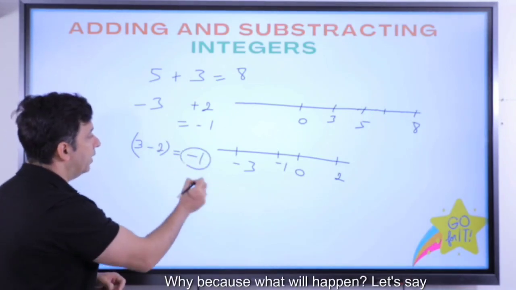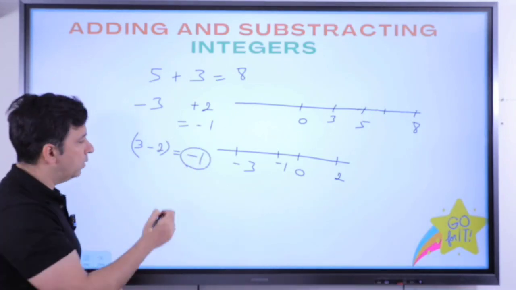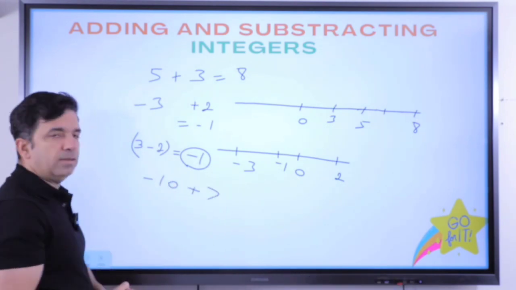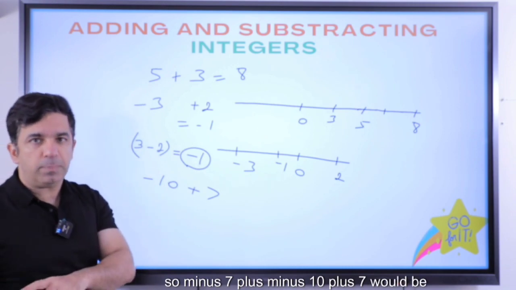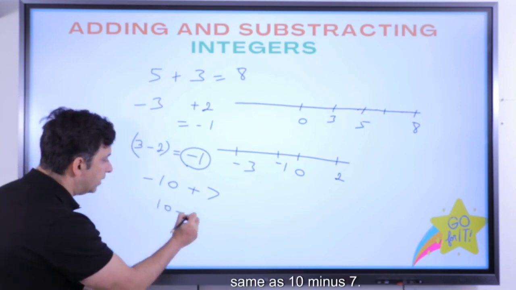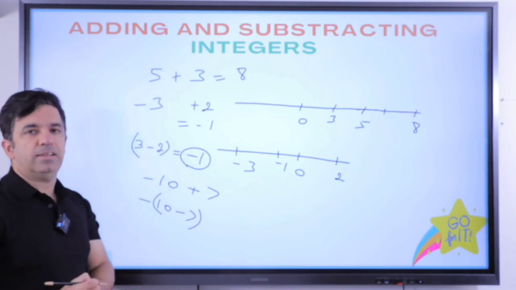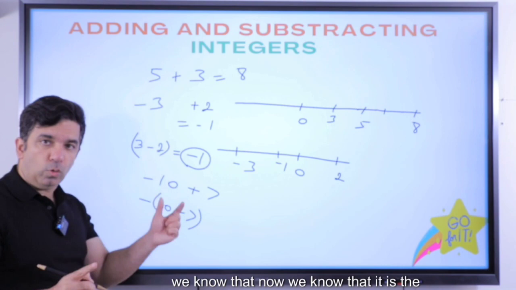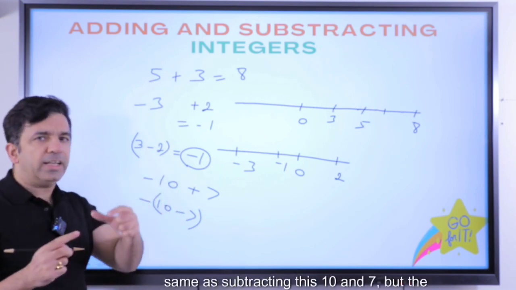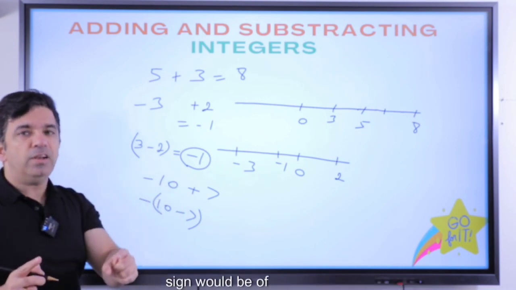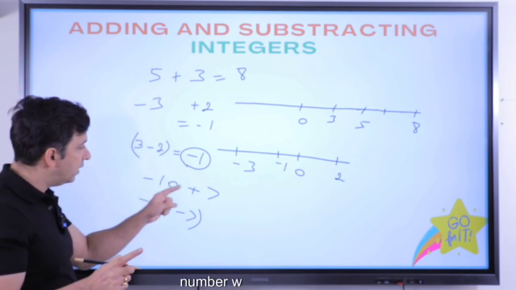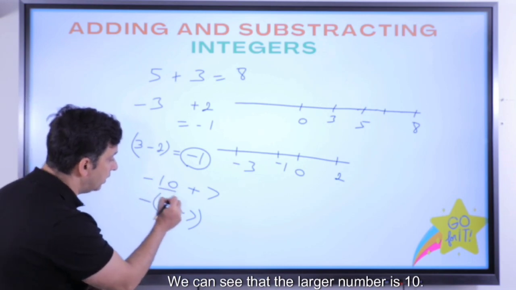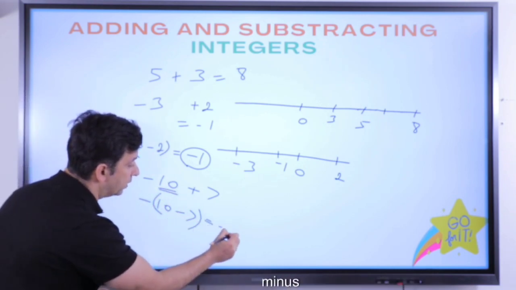Why? Because what will happen? Let's say someone tells me to solve, let's say, minus 10 plus 7. So minus 10 plus 7 would be the same as 10 minus 7, but with a minus sign. So why this minus sign actually? Because we know that it is the same as subtracting 10 and 7, but the sign would be of the number which is larger in magnitude. So in this case we can see that the larger number is 10. So my final answer in this case would be minus 3.